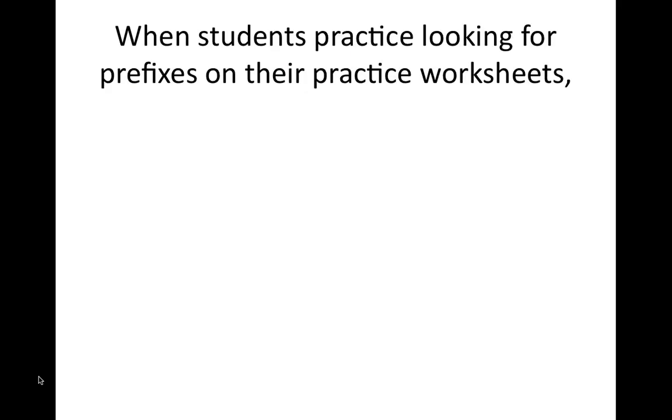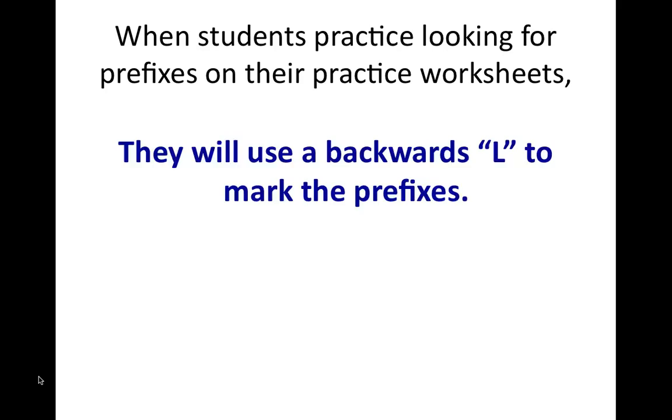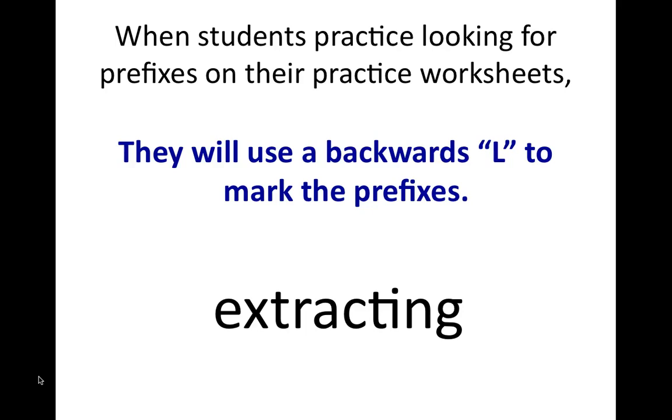When students practice looking for prefixes on their practice worksheets, they will use a backwards L to mark the prefixes. For example, when looking for a prefix in the word extracting, we see it has the prefix ex, pronounced X. The backwards L is used to identify that prefix. By the way, if you check the prefix definitions list, you will see that the prefix X means take out. When it is added to the other word parts, tract, which means pull, and ing, which means the act of, we can figure out that the word extracting means the act of pulling or taking out.